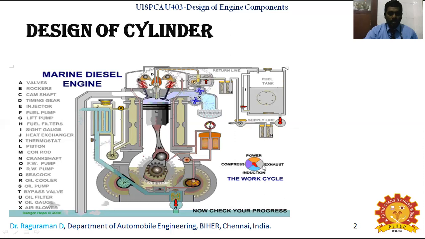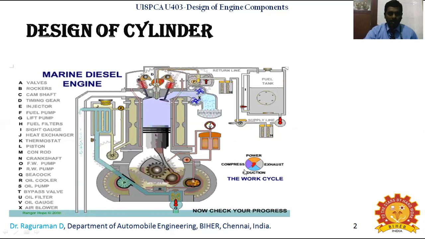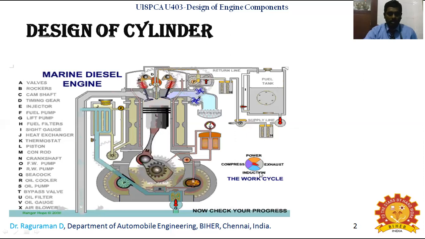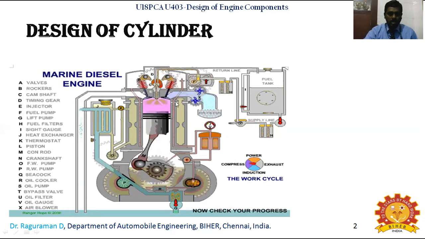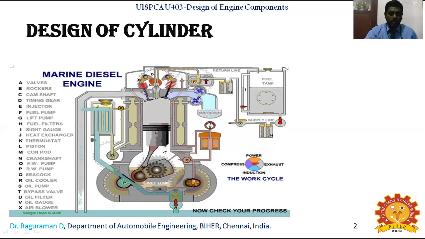Here you can see it clearly. There is an induction stroke, then a compression stroke, then the third stroke is the power stroke, then the exhaust stroke. In the induction stroke, the inlet valve is opening, and the piston moves from top dead center to bottom dead center. Then in the compression stroke, it moves from bottom dead center to top dead center, compressing the fuel already circulated.